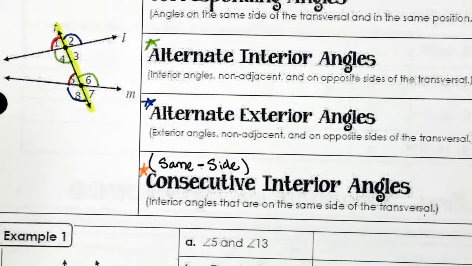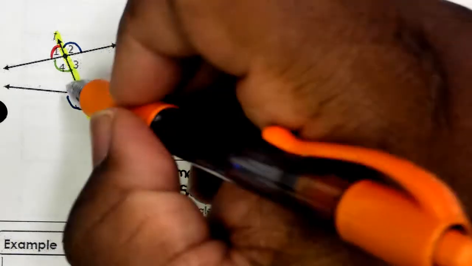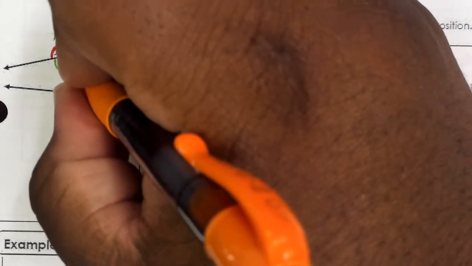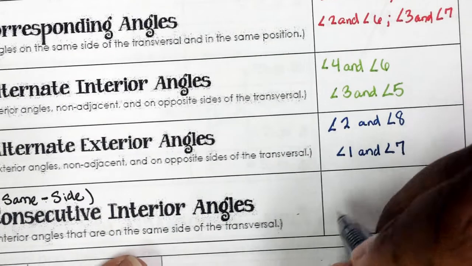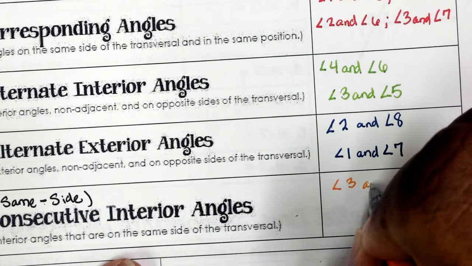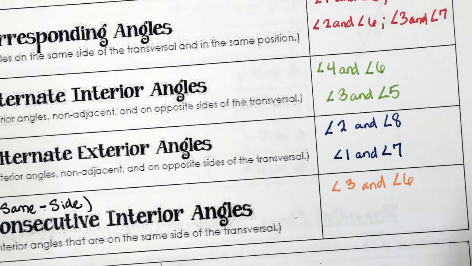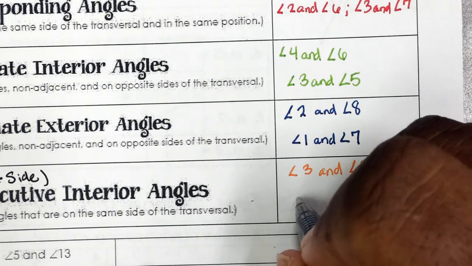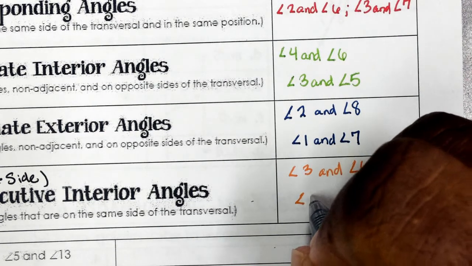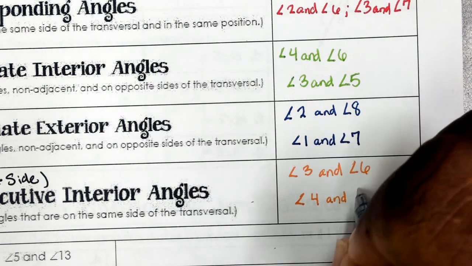So for this one, I'll hit the first one. Interior angles inside on the same side of the transversal. So I'll be looking at angle 3 and then angle 6 for this one. 3 and 6 will be considered consecutive interior or same side interior angles. And then the other pair should know it's angle 4 and angle 5.